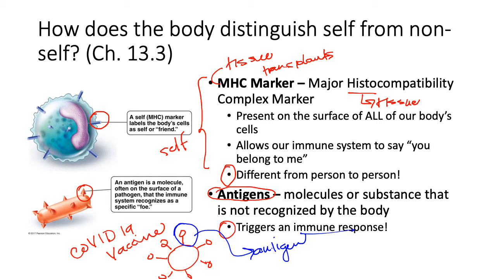So MHC markers allow us to determine when something belongs to us. Antigens allow us to determine non-self cells, cells that should not be in our body and need to be destroyed.